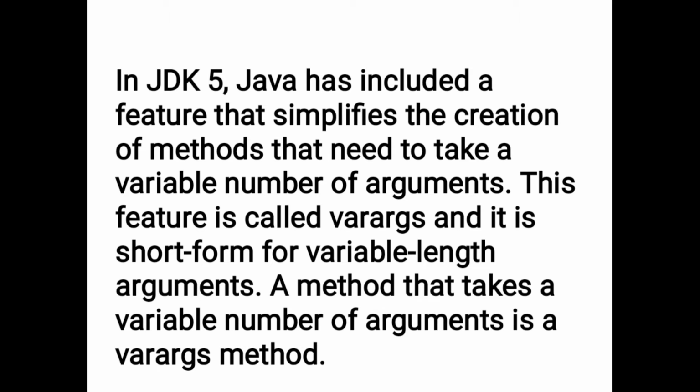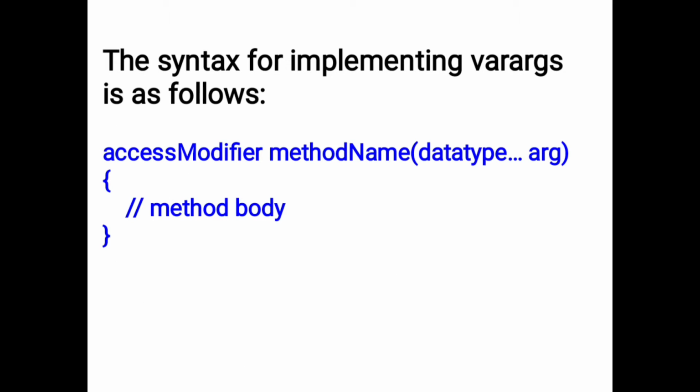In JDK 5, Java has included a feature that simplifies the creation of methods that need to take a variable number of arguments. This feature is called varargs, and it is the short form of variable length arguments. A method that takes a variable number of arguments is a vararg method. The syntax of implementing varargs is as follows.